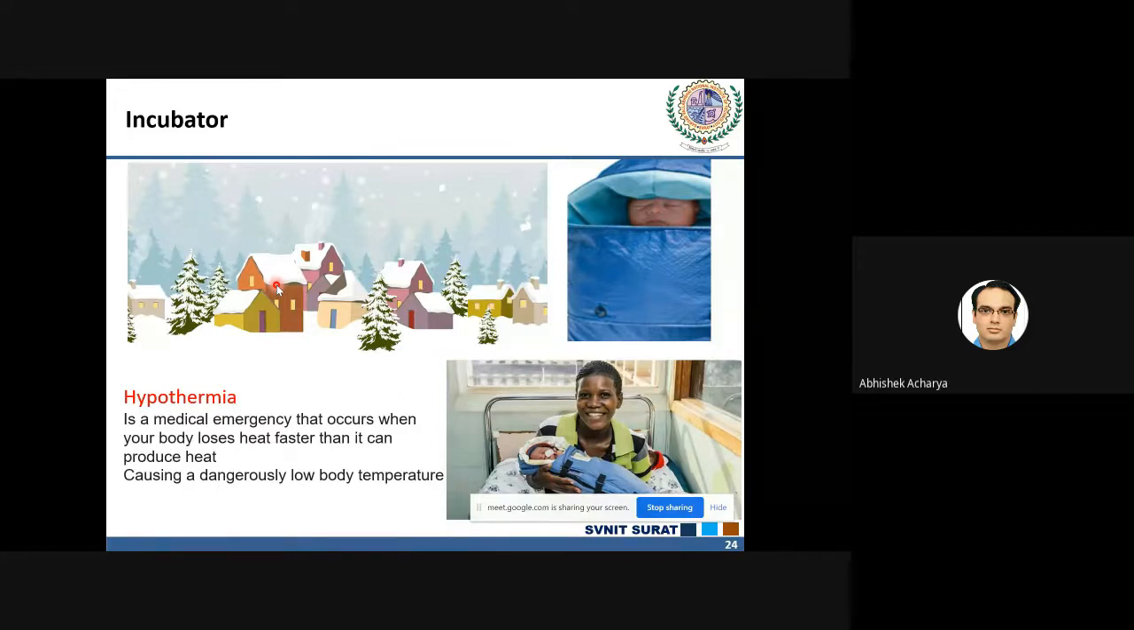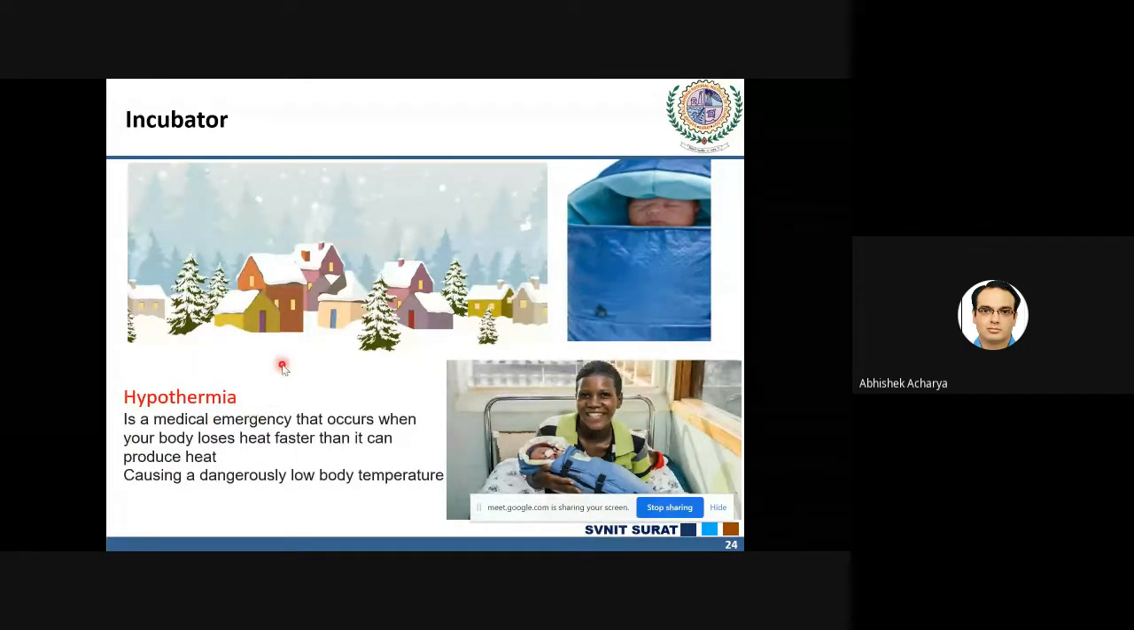So newborn babies, the death rate of newborn babies was very high in this particular area due to heavy snowfall, or heavy ice fall over there. So the death rate was very high among the newly born babies. Okay, so this was the problem actually, and why were the death rates high? Because the newborn babies were suffering from this particular disease which is known as hypothermia.